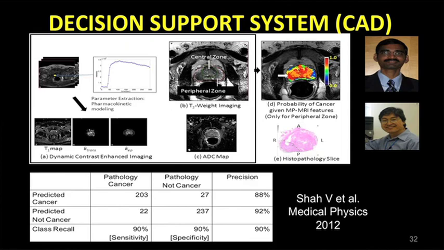We published that in Medical Physics recently, and the precision is about 90%. We don't say that we need to replace radiologists, but these decision support systems can definitely aid the radiologist, can enhance this reporting of this high-volume prostate MR scans.